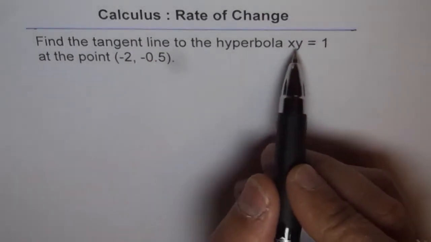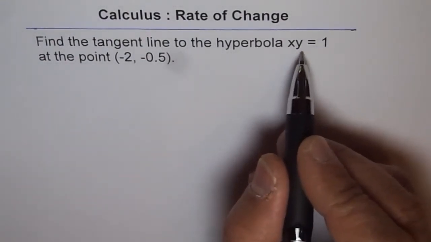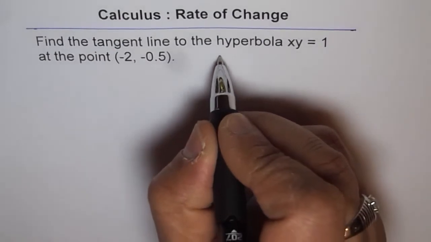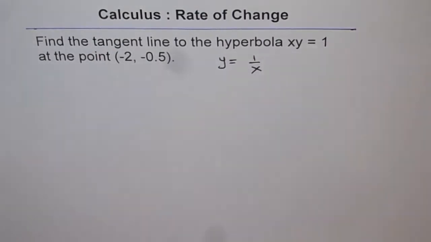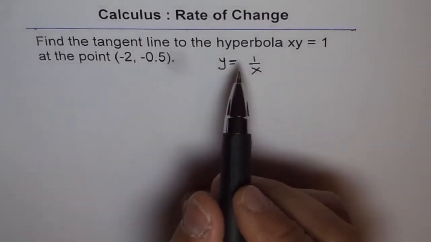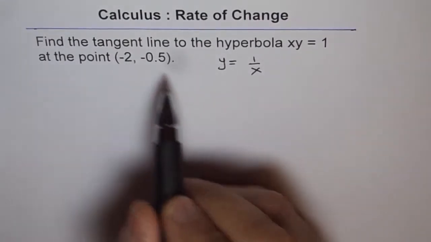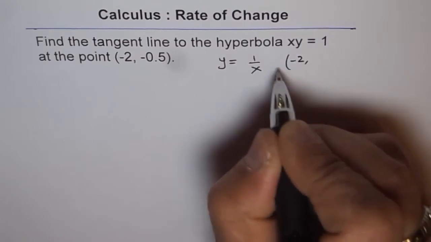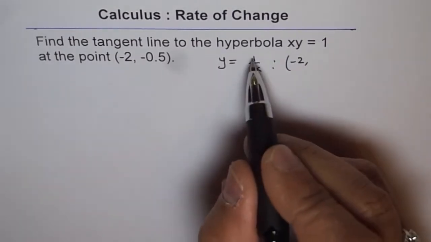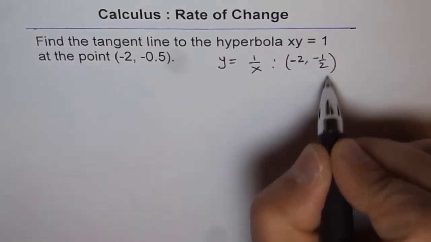Remember, xy equals 1 can be written as what? y equals what? So we can rewrite this equation as y equals 1 over x, correct? So that is the basic function with which we are working. And you can check, if x is -2, then what is y? If x is -2, then y is 1 over -2, right? Minus half. That is -0.5, correct?